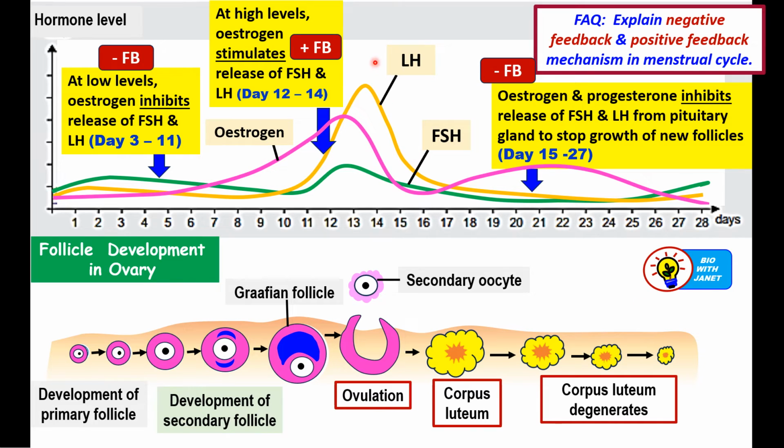So we know why the LH must reach a maximum level. It is to stimulate the Graafian follicle to burst and to release the secondary oocyte into the fallopian tube. This is known as ovulation. Now next, another example of negative feedback occurs around day 15 to day 27.